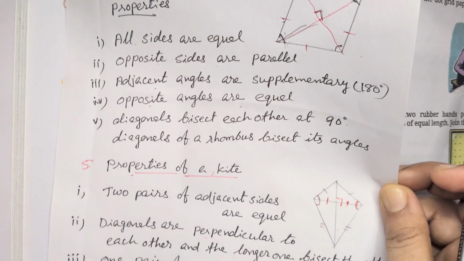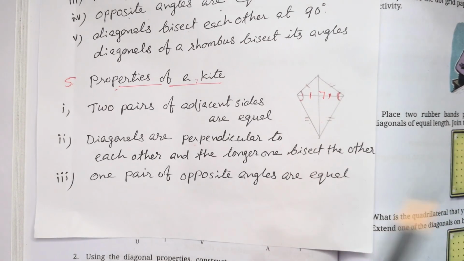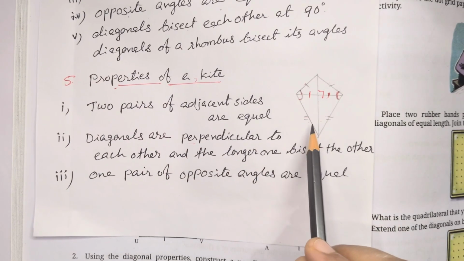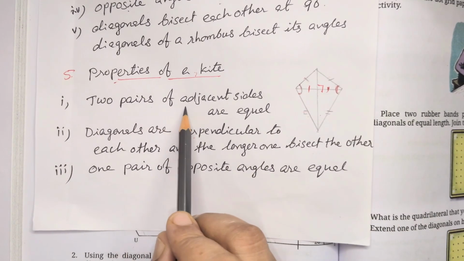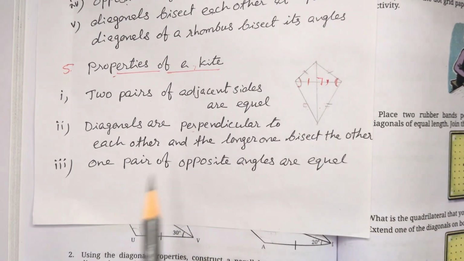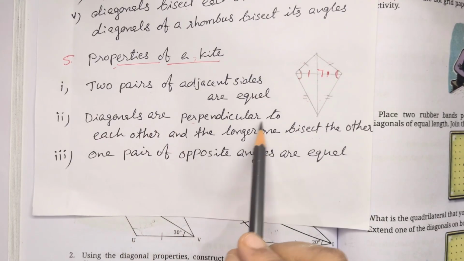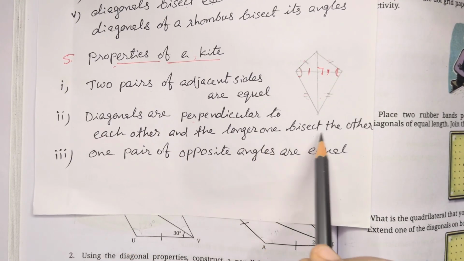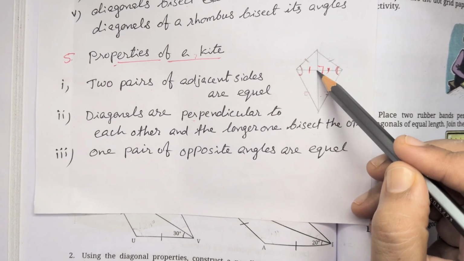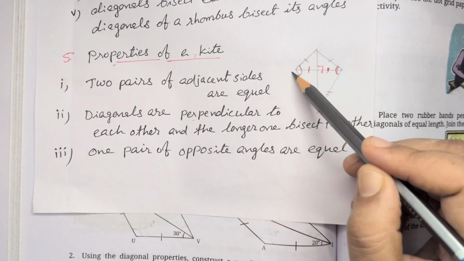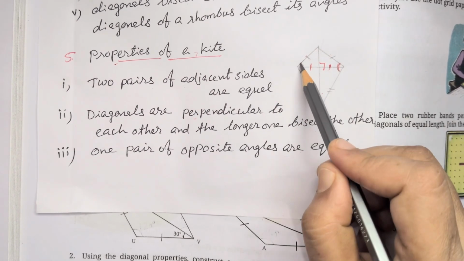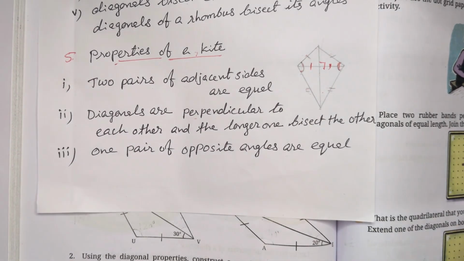Another shape, that is kite. So for properties of kite, we can see the shape, and two pair of adjacent sides are equal. These two pair are equal. Diagonals are perpendicular to each other and longer one bisect the other. This is the longer diagonal that bisect the other. Bisect means this distance or the length is equal. And one pair of opposite angles are equal. These two angles will be equal.